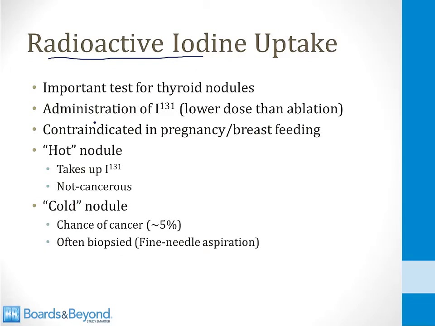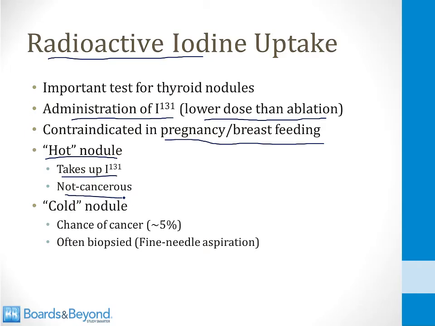The way you do this is you administer a small dose of iodine 131. It's usually given orally as a pill. This is a much lower dose than is used for ablation. Obviously, this is contraindicated in pregnancy or breastfeeding because you don't want to expose the baby to radioactive iodine. That radioactive iodine will be taken up by the thyroid, and you can take a picture of the radiation that it is emitting. If the nodule you are evaluating is hot, meaning it takes up lots of the iodine 131, this usually means it's not cancerous.